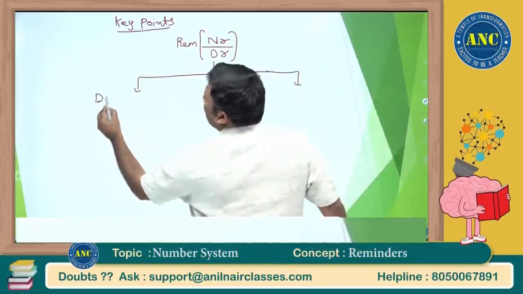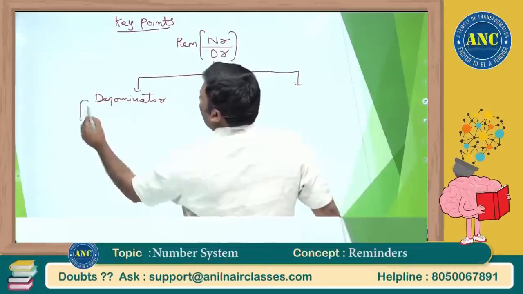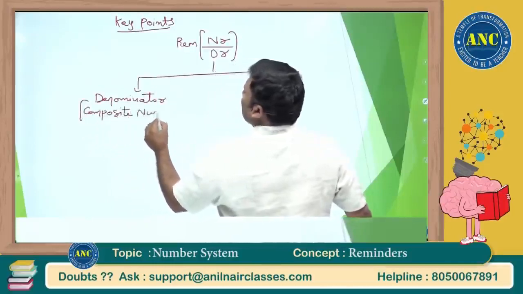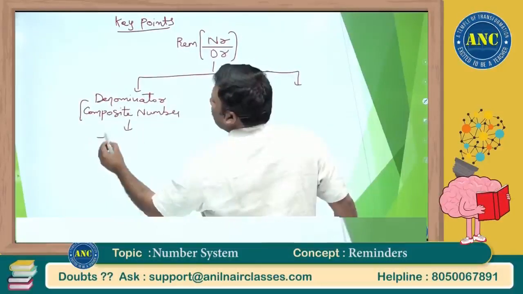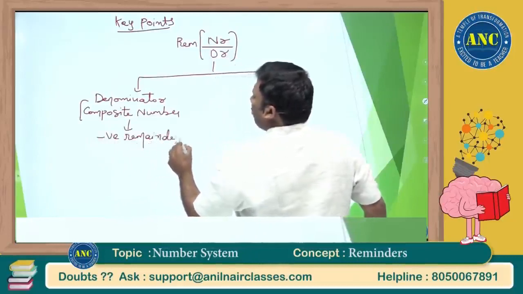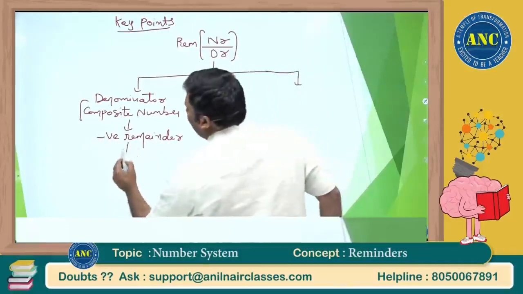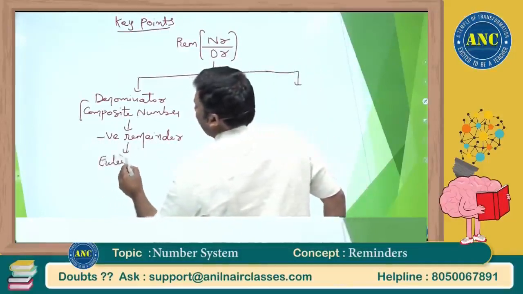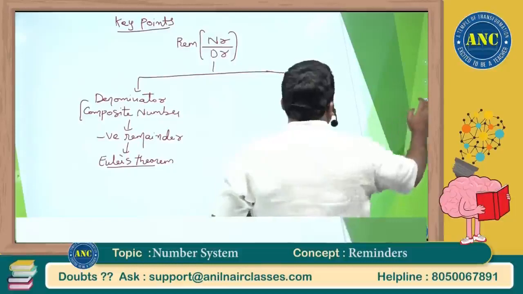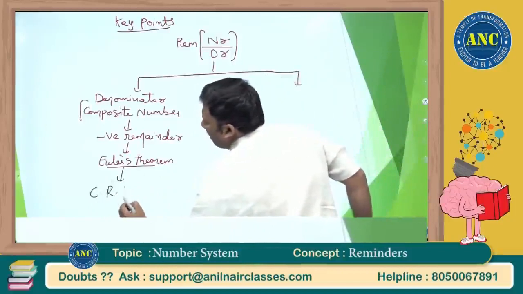When the denominator is a composite number, first we will try to solve the problem using negative remainder. Not all problems will get the answer fast using negative remainder. Then we will use Euler's theorem. But even if Euler's theorem fails, then we have to go to the Chinese remainder theorem.